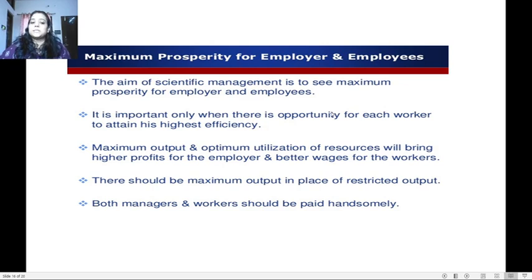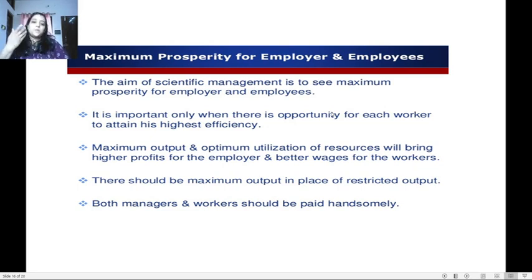Again, there should be maximum output in place of restricted output. Maximum output होना चाहिए, कोई restricted नहीं होना चाहिए. If I am being given 500 units to produce in a month, I should not work just for achieving the target of 500, but I should work for achieving 600 units.